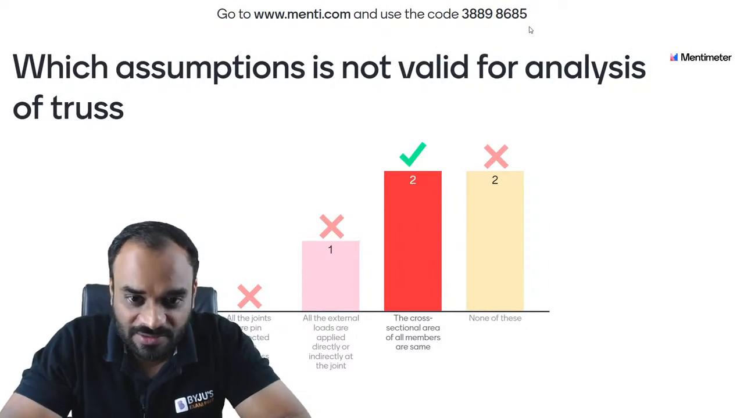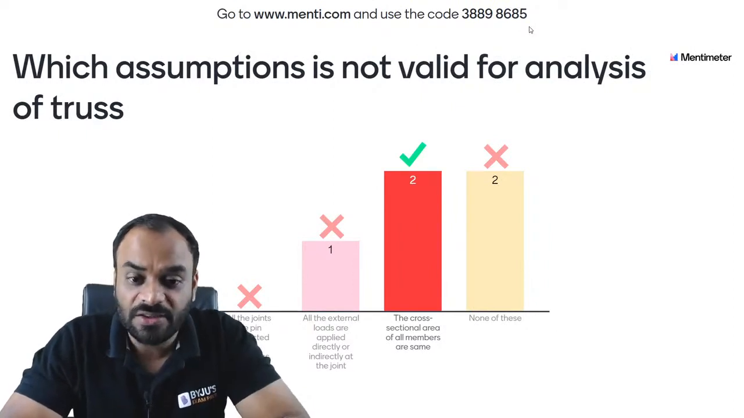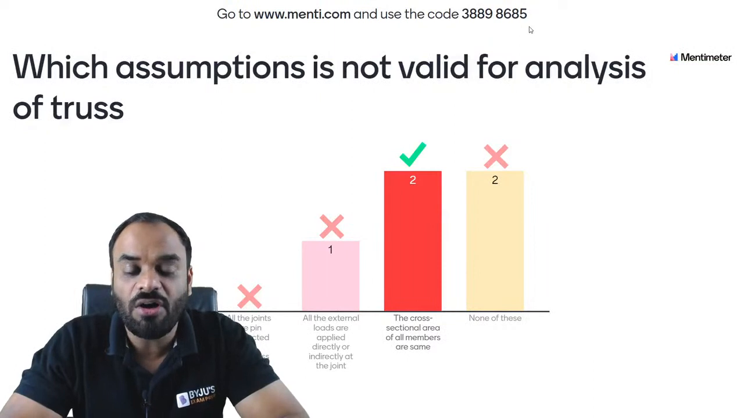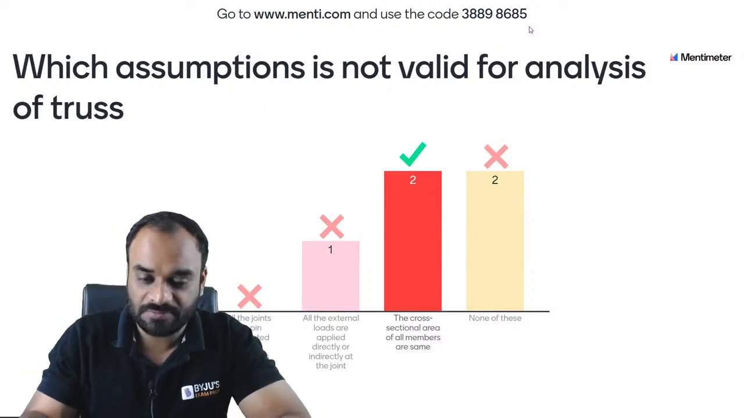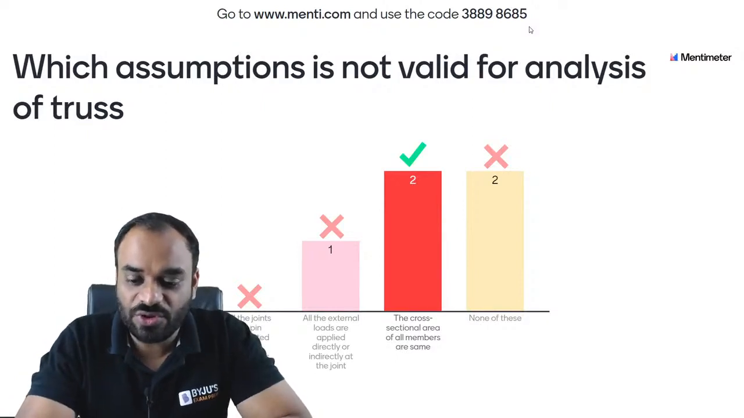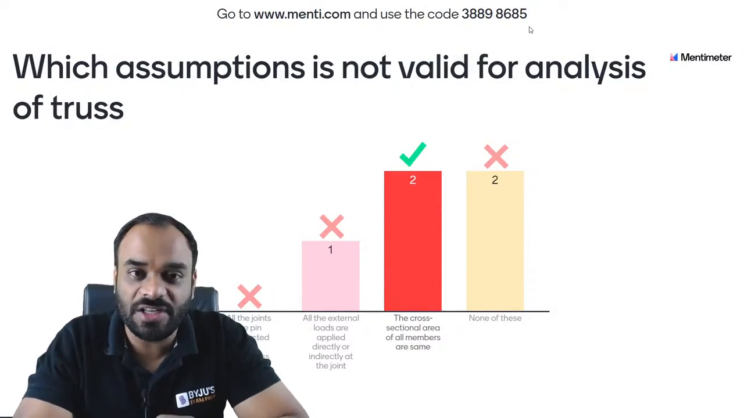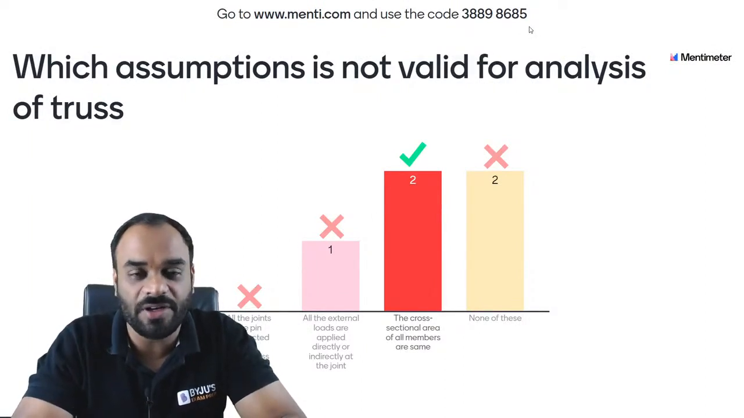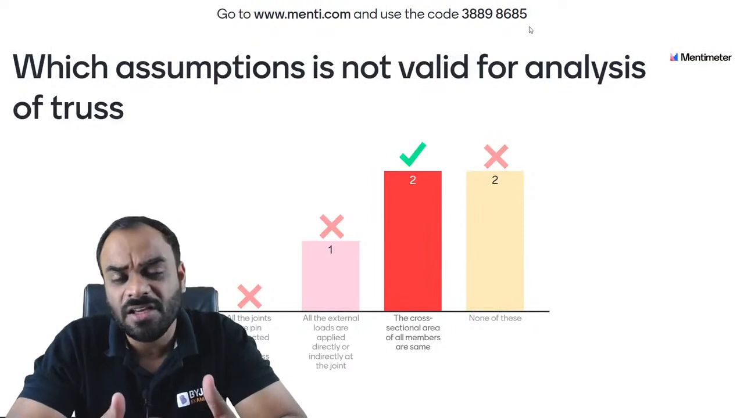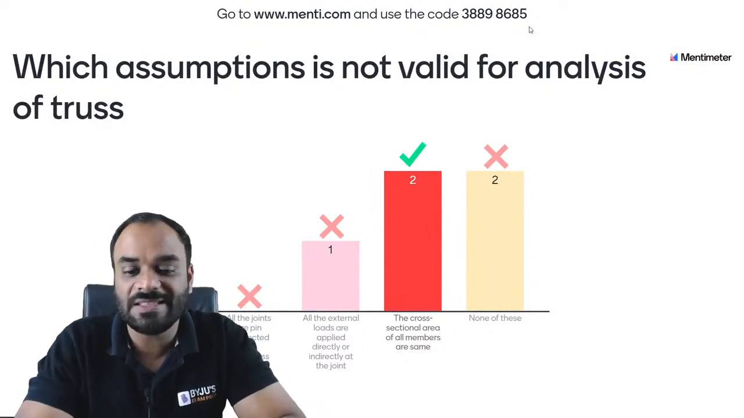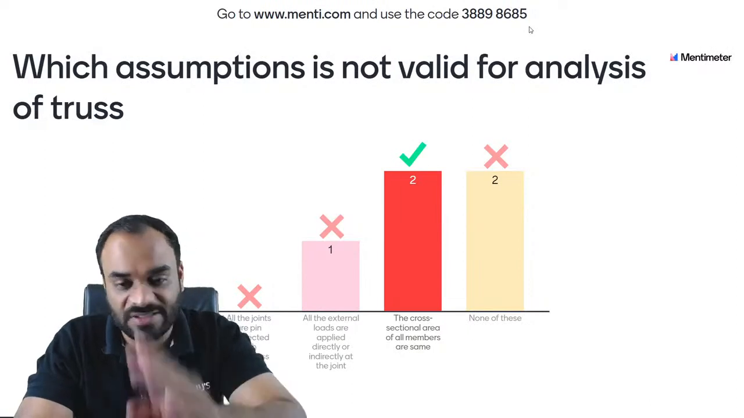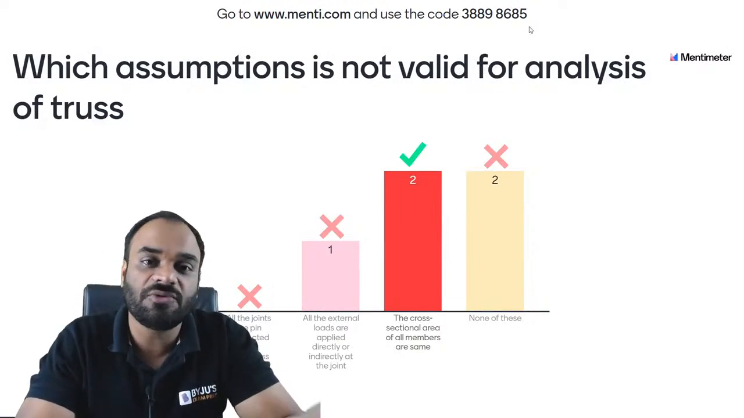I think दो बच्चों ने सही आंसर दिया, right? The cross sectional area of all members are same, right? Okay, so you know that guys, the cross sectional area should not be same or it may be different also, right? ऐसा mandatory नहीं है कि यार आपके पास area same ही होना चाहिए. It can be different also, right? So C is the correct answer for this particular problem because this is not the correct assumption in case of truss analysis, right?